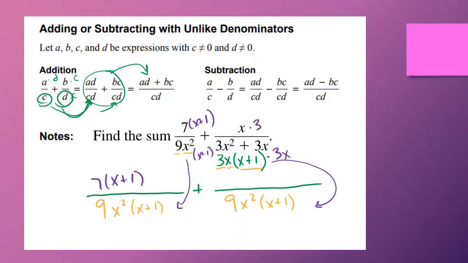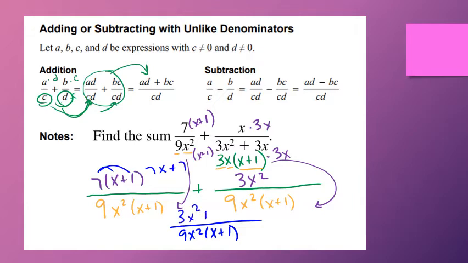So up top here, I'm going to multiply by 3x. So I would have 3x squared as my top. All right, so now that I have common denominators, I can keep the denominator. And then I'm going to call this guy 7x plus 7. So now I would have 3x squared plus 7x plus 7. And I'm writing it like that in case it can be factored. Now in this case, it can't be.